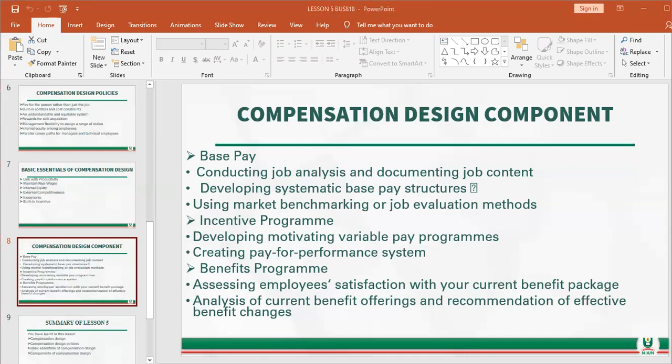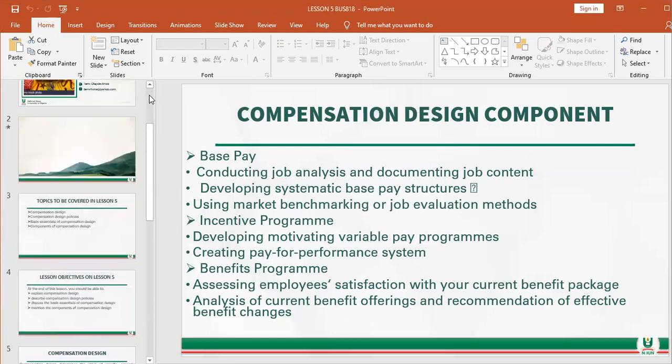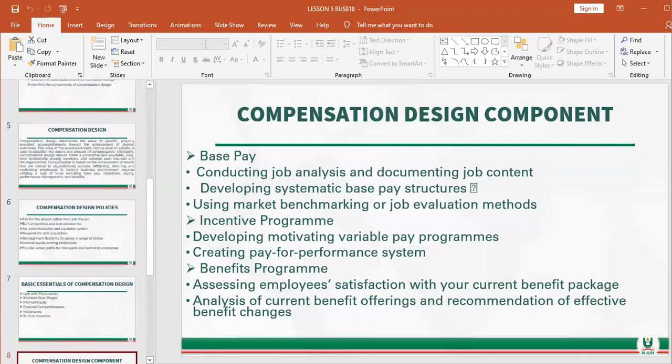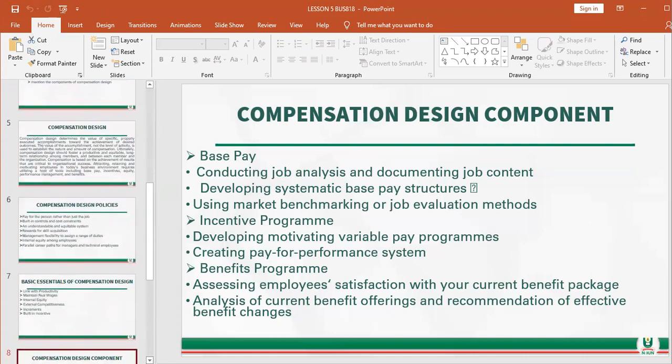So I think we've come to the end of this particular lesson 5, which is compensation design. If we go back to the starting points of the slide, we talked about compensation design and what it is all about. We literally said that compensation design has to do with trying to design a compensation package that is suitable to all employees.